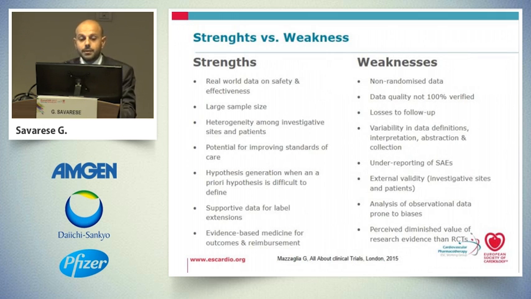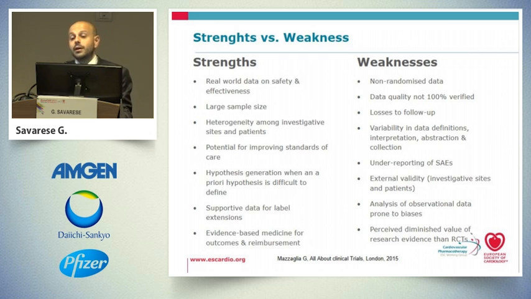So, just to summarize, registry and observational study have positive and negative aspects. The strengths are that they are representative of the real world. They use large sample size, but there can be heterogeneity among investigative sites and patients. They have potential for improving standards of care. They are good for hypothesis generation. They are supportive data for label extension, and they are good for evidence-based medicine for outcome and reimbursement.